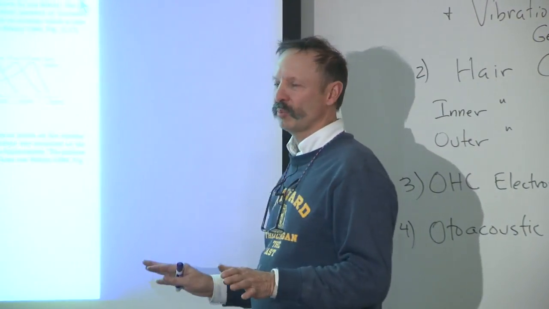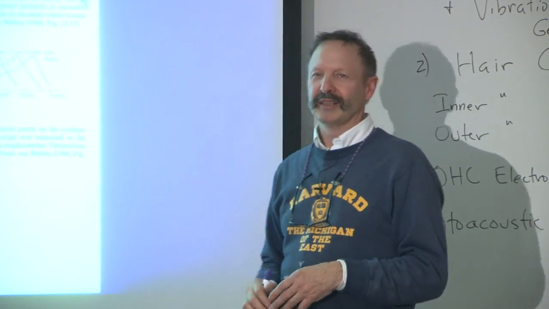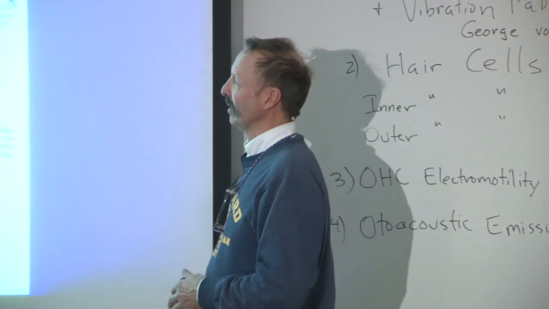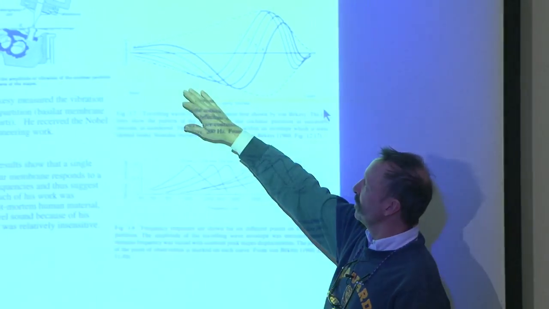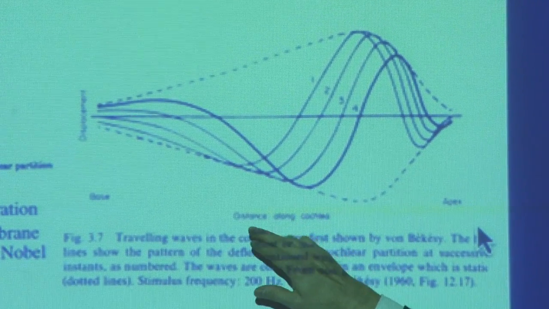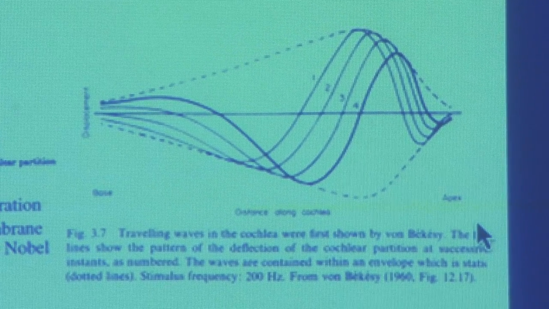In spite of those problems, I mean, von Békésy was working in the 30s. He didn't have very good measurement devices. He had to use what he had. He discovered some very important things. One of the things was that the basilar membrane, and here's a diagram of the basilar membrane, is this horizontal line here if there's no sound.